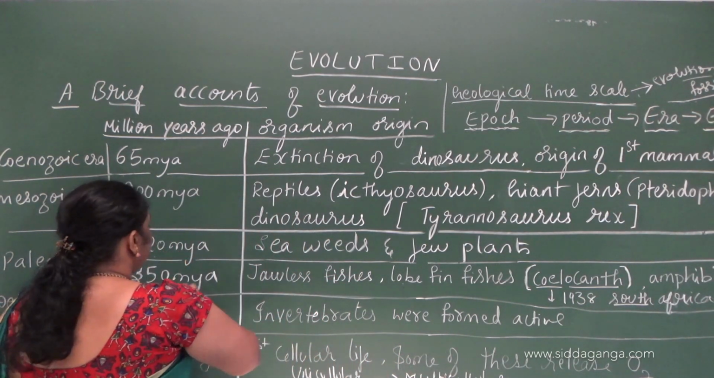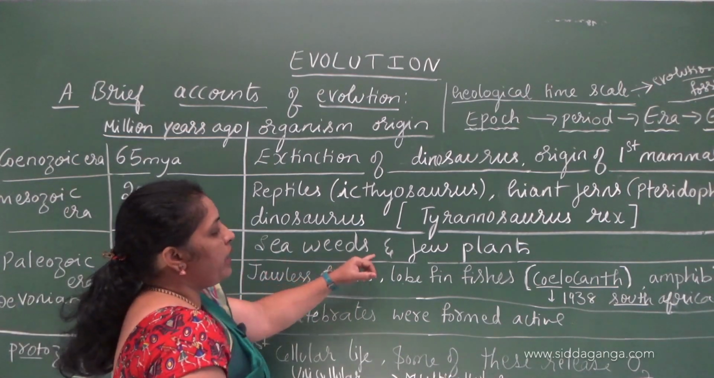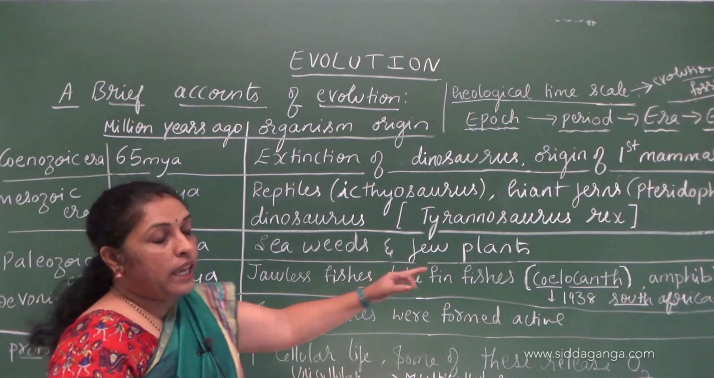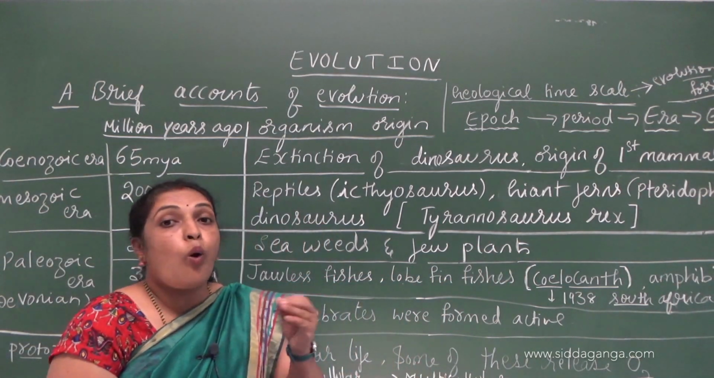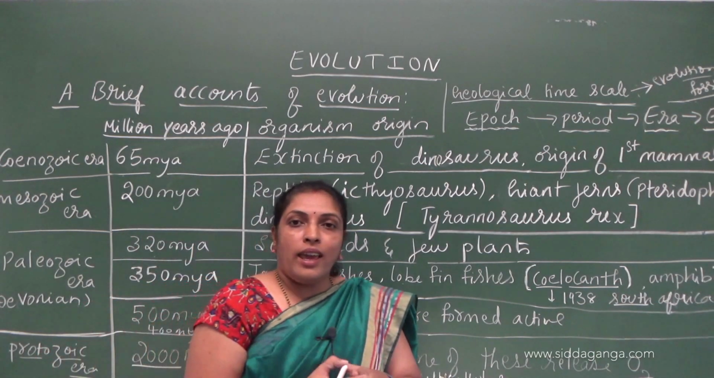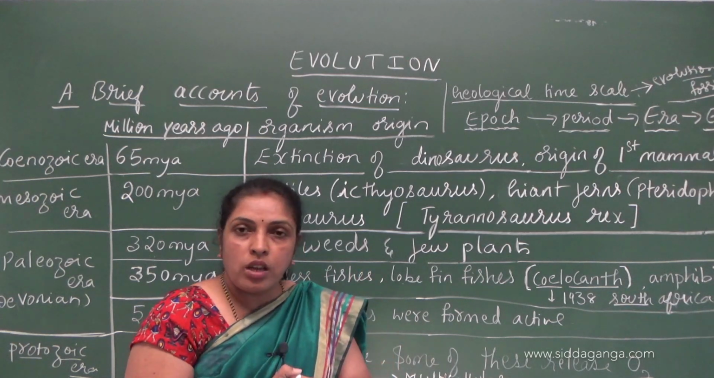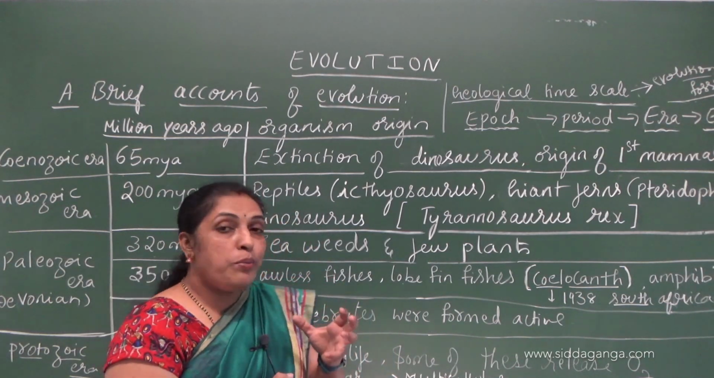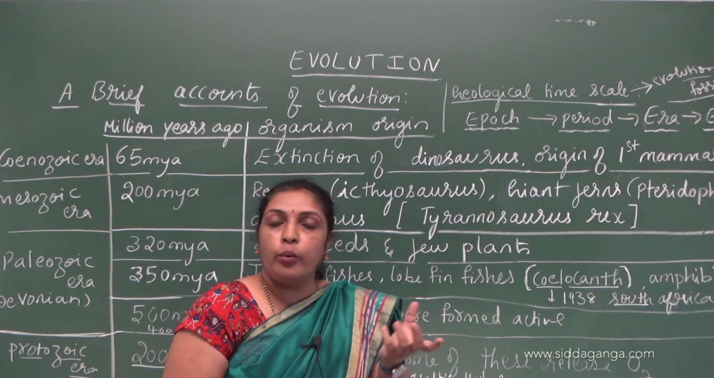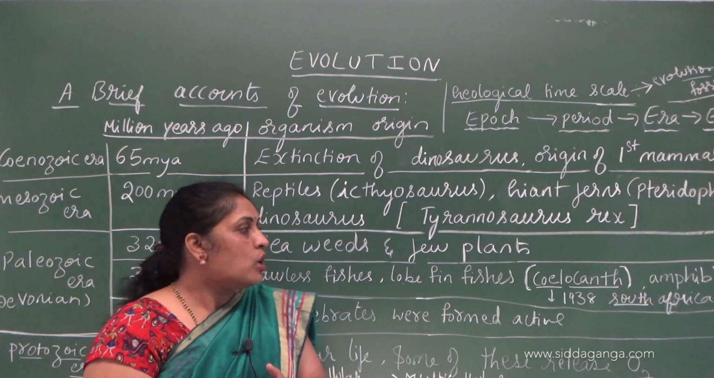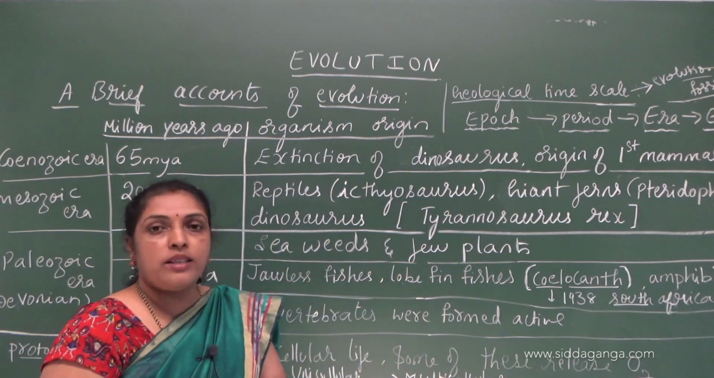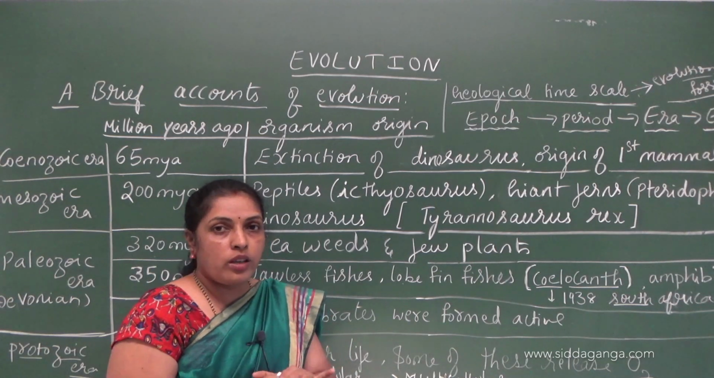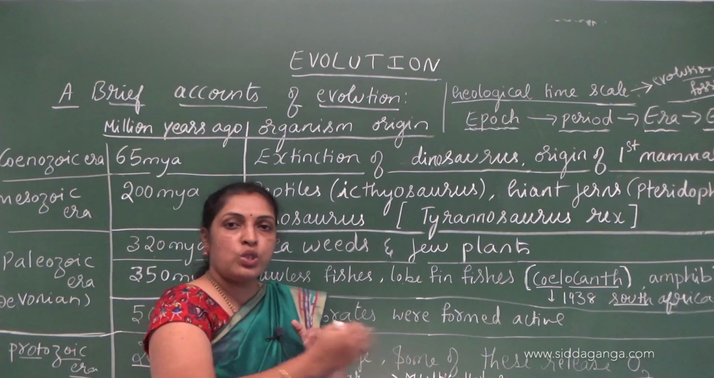And nearly 320 million years ago, seaweeds and a few plants were formed, and these amphibians evolved into reptiles. Reptiles lay thick-shelled eggs that will not dry when exposed to sunlight, whereas the amphibians' eggs have a thin shell and they dry when exposed to sunlight. Like that, amphibians gave rise to reptiles.